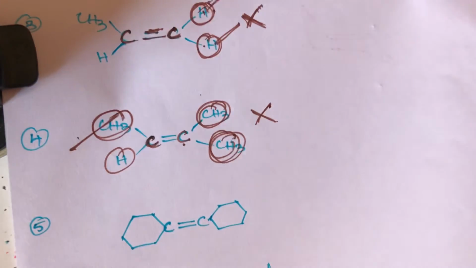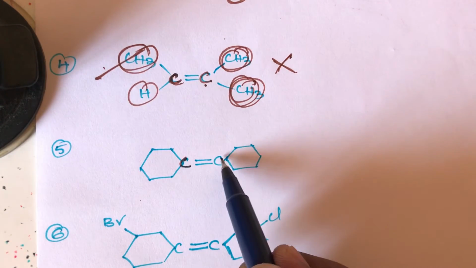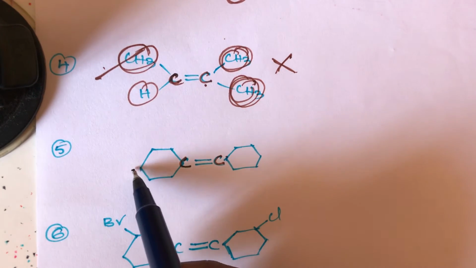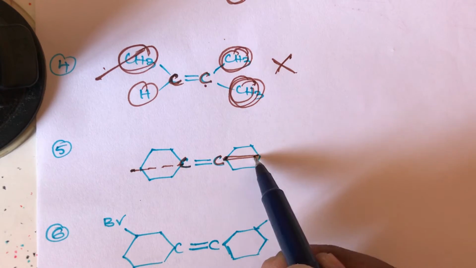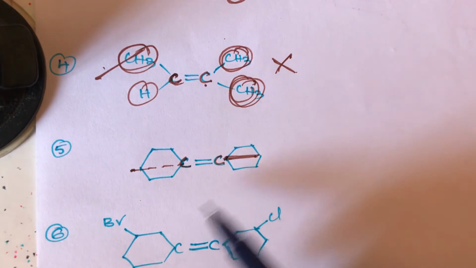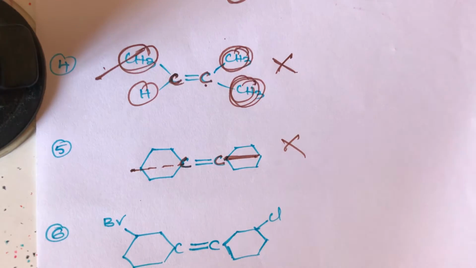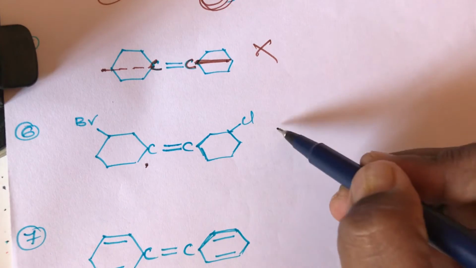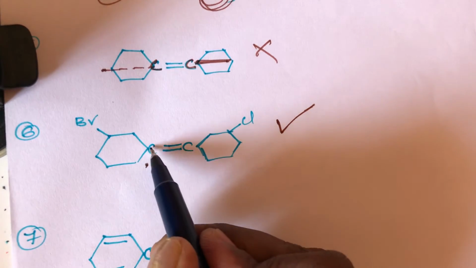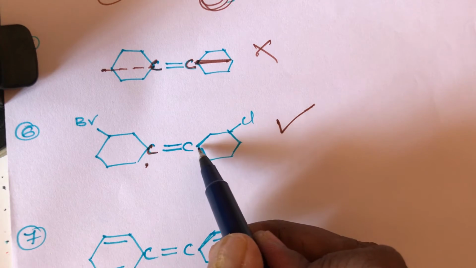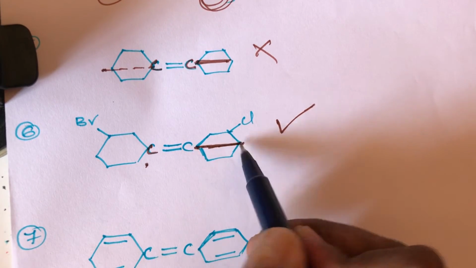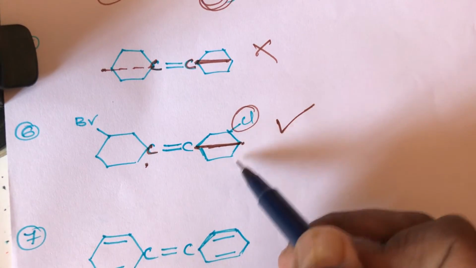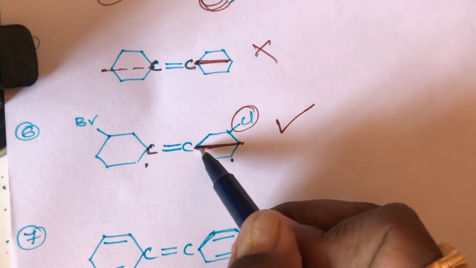Another one is a cyclohexane compound. The double bonded carbons have the same groups. If you take a cut here, both halves have the same groups. So this does not exhibit geometrical isomerism. And what about this compound? This compound exhibits geometrical isomerism. Why? Because if you take the cut here, above the plane the carbon has chlorine, and below the plane the carbon has different groups. So these both are different.